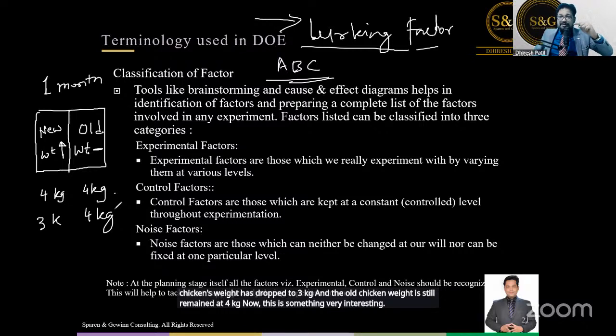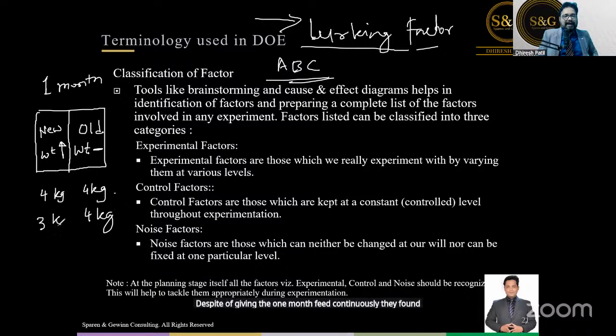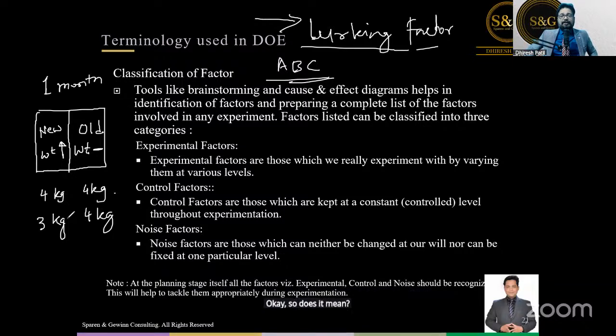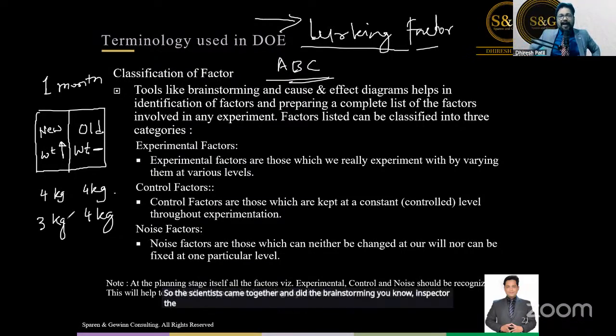The feed, which was supposed to increase the weight, despite being given continuously for 1 month, resulted in reduced weight. So does it mean the chicken feed is not working, or the formula is not working, or the experiment failed? The scientists came together, did brainstorming, inspected the entire space, and found a very interesting factor. What was that factor?